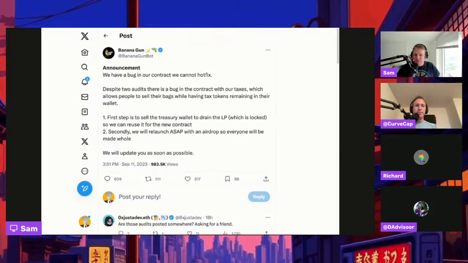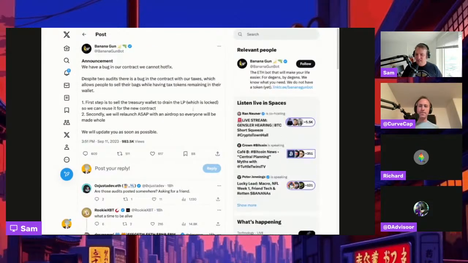They said despite there being 2 audits, there was a bug with the sell taxes, which allows people to sell their bags without the tax tokens being transferred to the destination address. So they said they're going to sell the treasury wallet to drain the LP, and then they're going to relaunch ASAP. Well, that was just the beginning of the story. People were perplexed, to say the least, and they went to look at the code, and they found some interesting stuff. Actually, they didn't even have to look at the code.